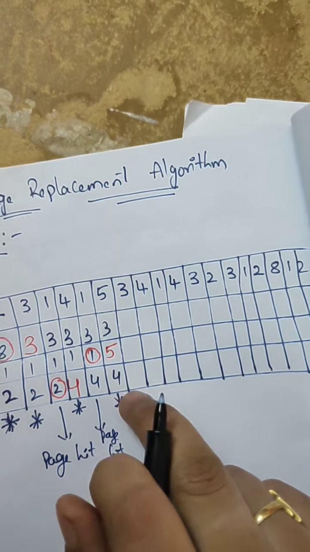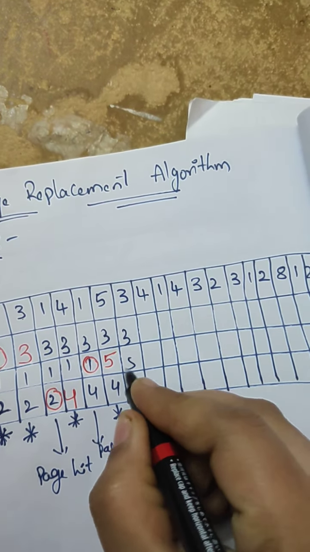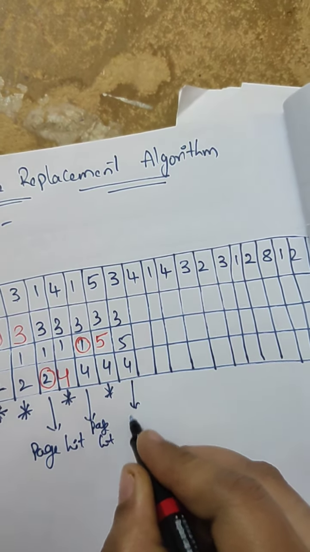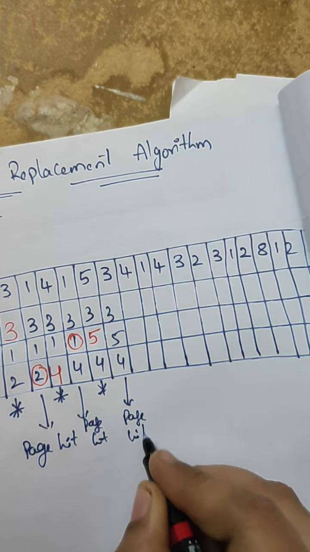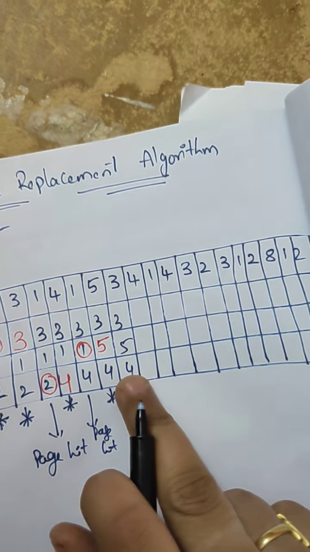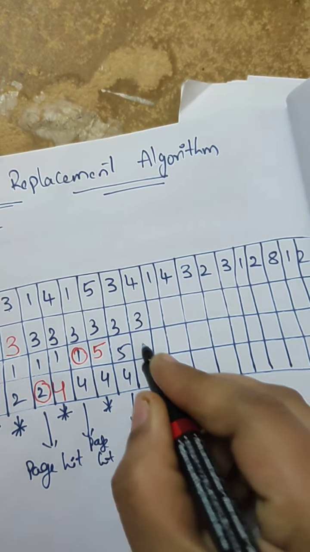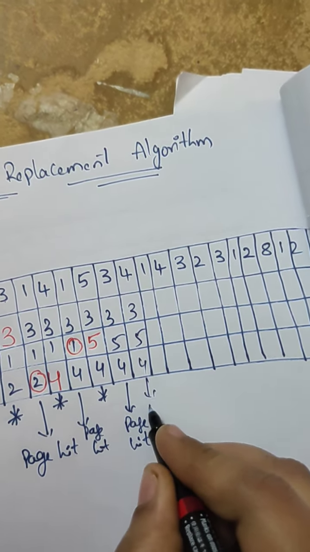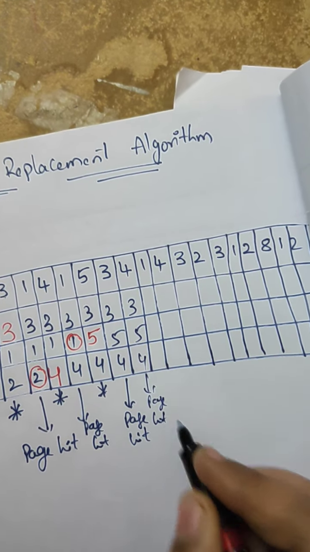Next, the third page is there. The demanded third page exists, so it becomes a page hit here. Page hit means we are going to represent it with an empty space. Next demanded page is 4. 4 also exists, so 3 5 4 it becomes, and here also it is a page hit.